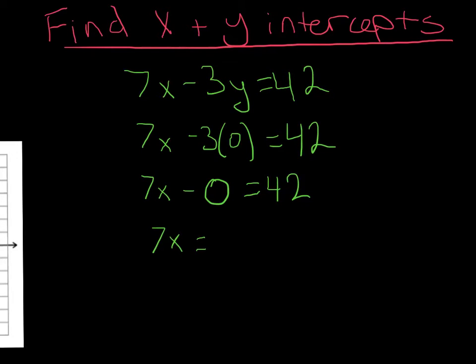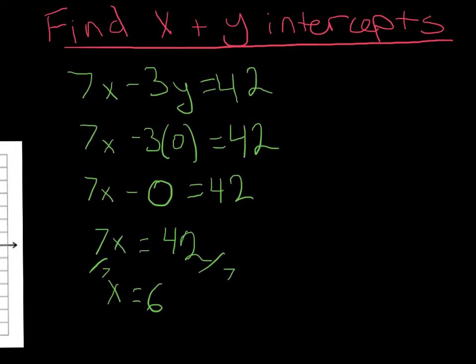Seven x equals 42, and then we can divide 7 from both sides. We know that x equals 6. So after that, that's our x-intercept.